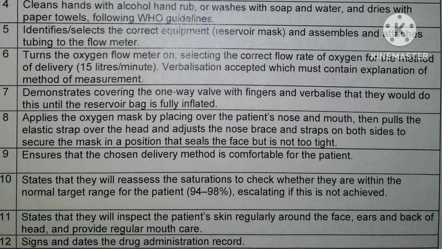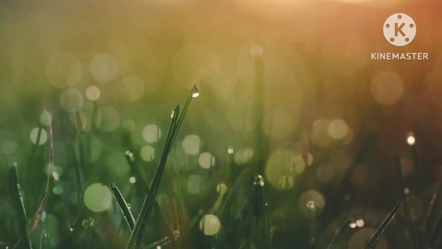Then the next thing we have to do is sign and date the drug administration record. Then you can tell the assessor the procedure has been done and documentation is completed, and I will make sure that the tray is ready for next use. So this is the procedure for oxygen therapy. What you have to do is look at the marking criteria and try to practice it. That's it. You can pass in your first attempt.